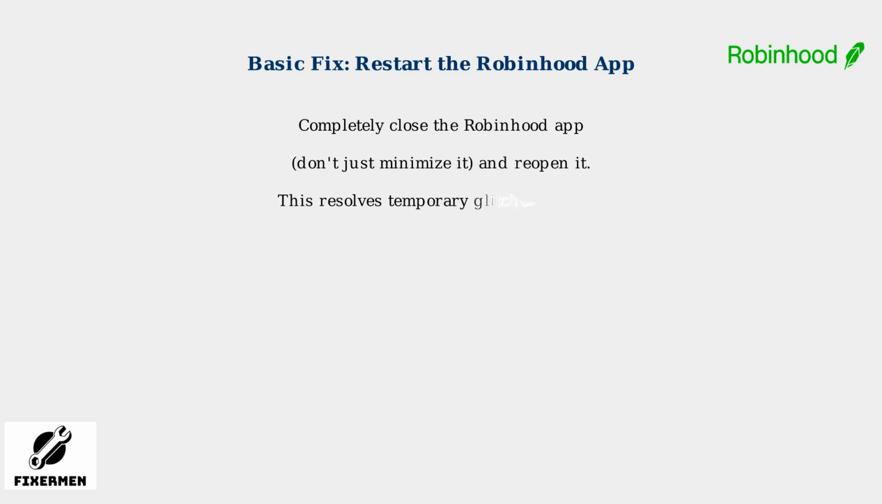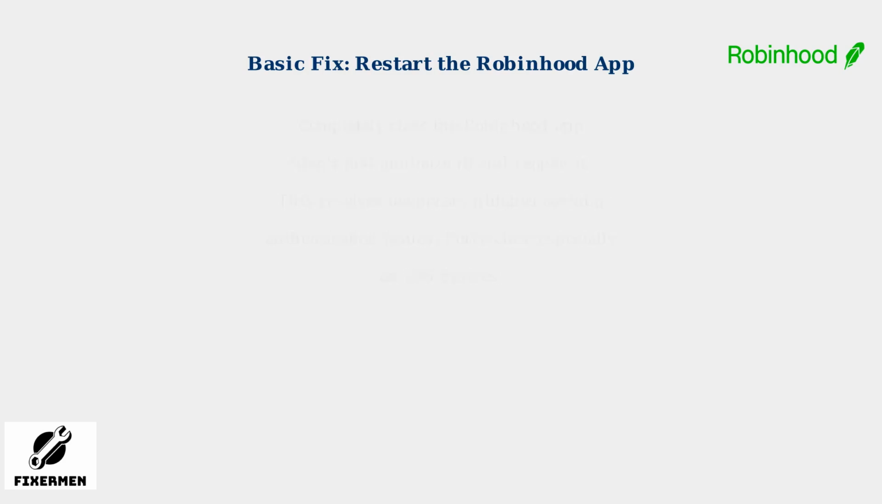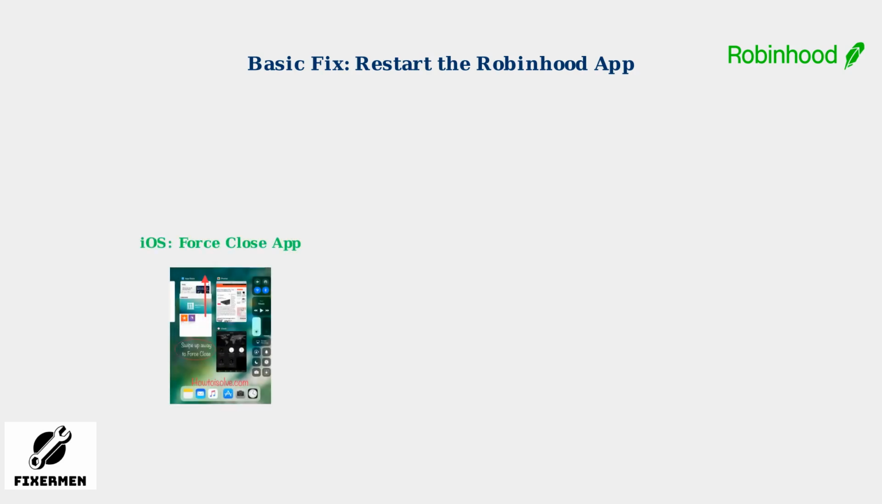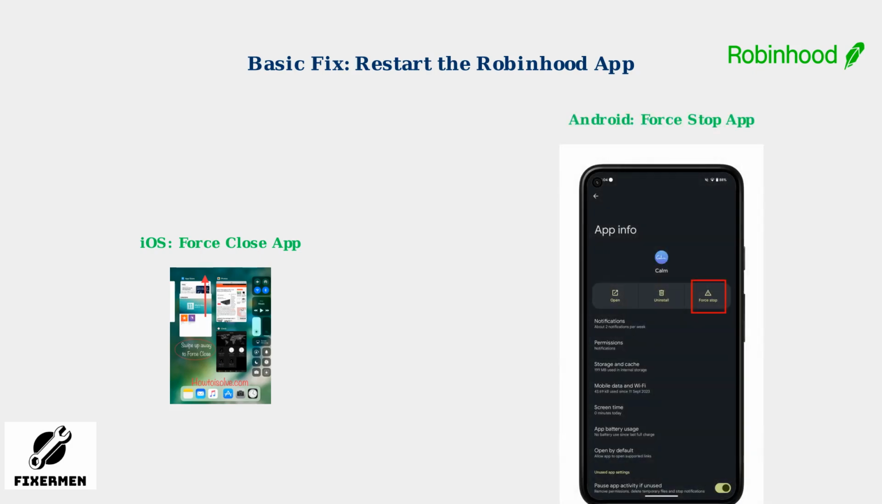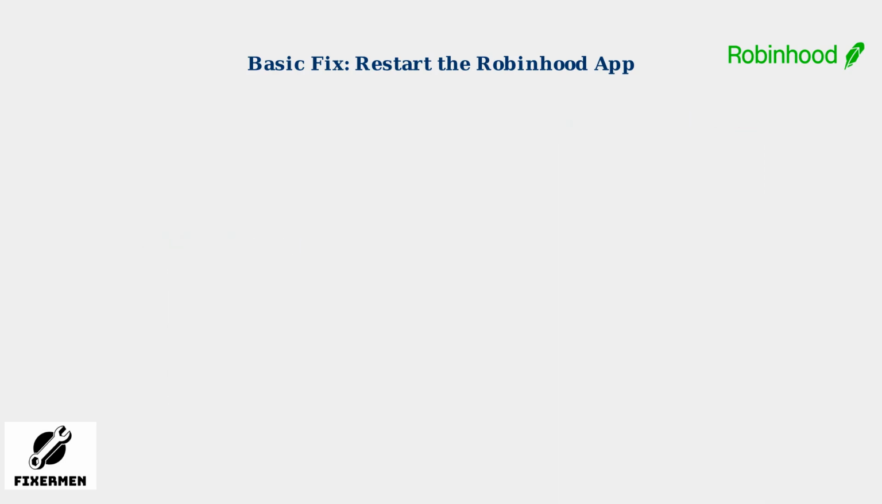A basic fix for the Error 401 is to restart the Robinhood app. Completely close the app, don't just minimize it, and then reopen it. This can resolve temporary glitches that cause authentication issues. Make sure to force close the app, especially on iOS devices. On iOS devices, swipe up from the bottom and pause to see app previews, then swipe up on the Robinhood app to force close it. On Android devices, go to App Settings, select Robinhood, and tap Force Stop. After force closing, reopen the app to complete the restart process.